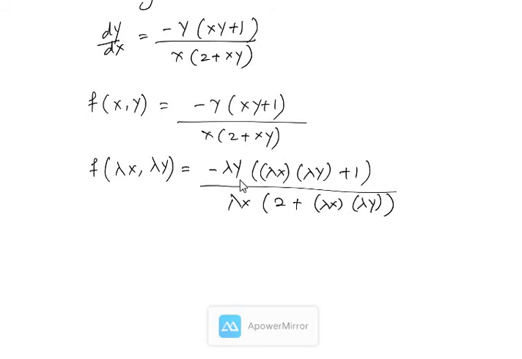So can we factor out the λ? We cannot factor out because of this one. We don't have the λ here, so we cannot factor out. Here also cannot factor out. So this is not the same as f(x,y). Therefore, we can say that the differential equation is not a homogeneous equation.